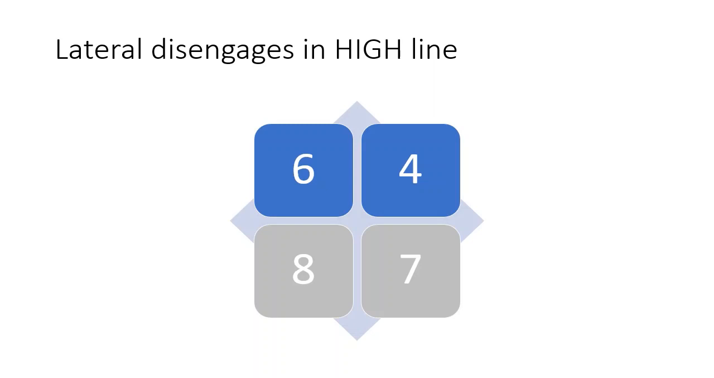A lateral disengage in the high line, beginning in the opponent's outside high line or line of 6, evades a parry 6, arrives in the line of 4, and if accompanied by a thrust, results in a touch. If one begins in the inside high line or the line of 4, the action is performed in the opposite direction, evading a parry 4 to arrive in the outside high line.